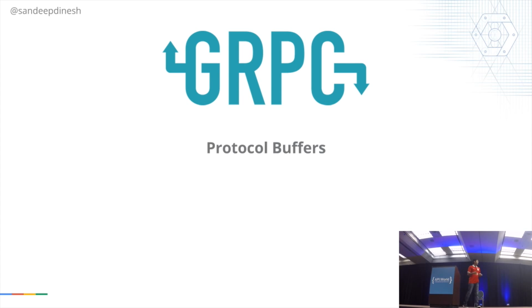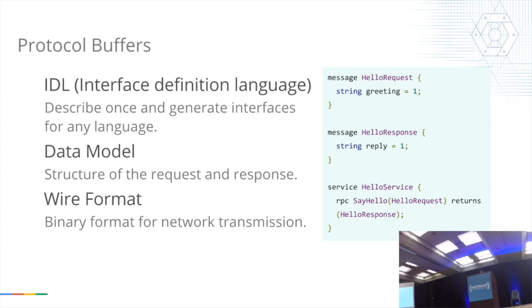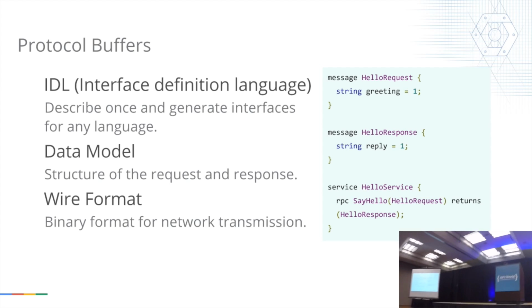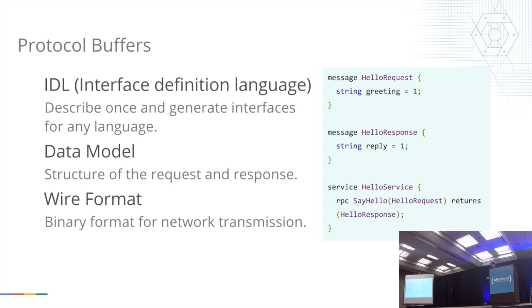So the first thing is gRPC uses protocol buffers as its serialization format. So who here has heard of protocol buffers before? All right, good. So if you don't know what protocol buffers are, you can think of it like JSON but binary. It's a really terrible way of saying it, but that's what it is. It's a binary serialization format that Google open sourced a few years ago.